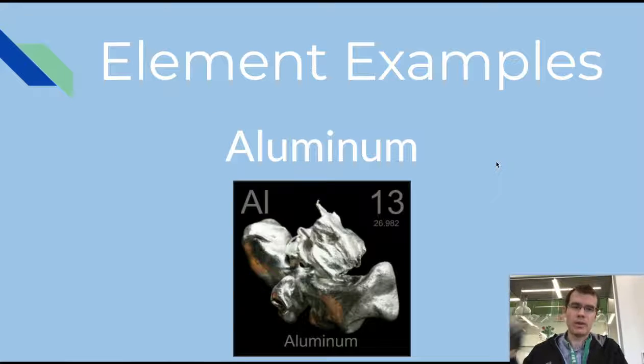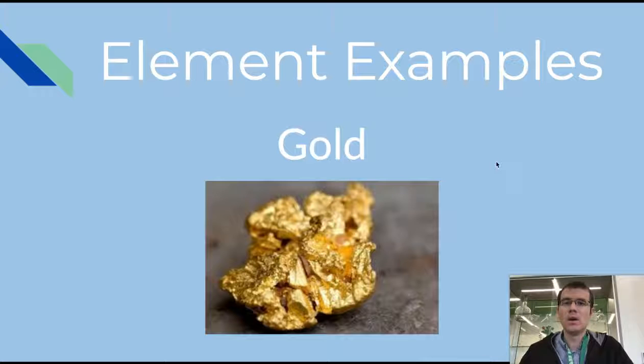And aluminum. So here I have some aluminum foil. You probably have used this before in your kitchen to do some cooking. Aluminum foil is made out of only aluminum atoms. Gold. Gold is an element. If you have a whole bunch of gold atoms, then it can be worth a lot of money.